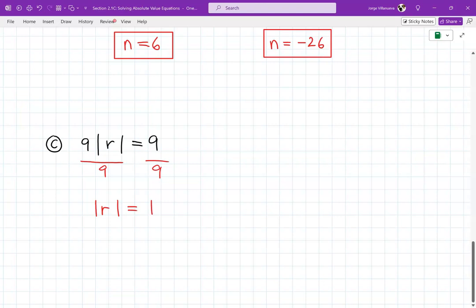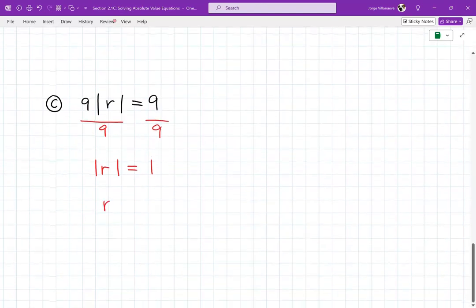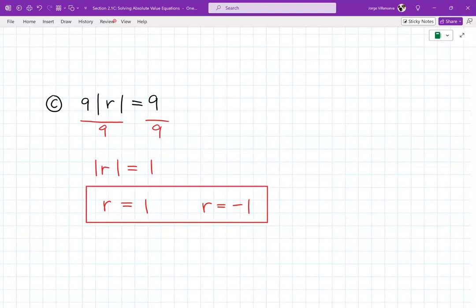And now, since the absolute value is all by itself, I can break it apart. Okay? So this is going to be r equals 1 and r equals negative 1. And that's it. I can't do anything else, so I'm done. What do you guys think? Pretty easy? Right? Not too bad. Then you get to switch the page over and then it gets a little more interesting. So we'll see.